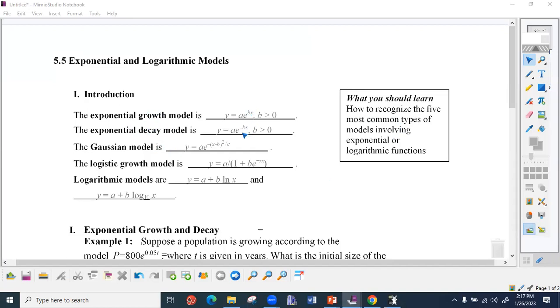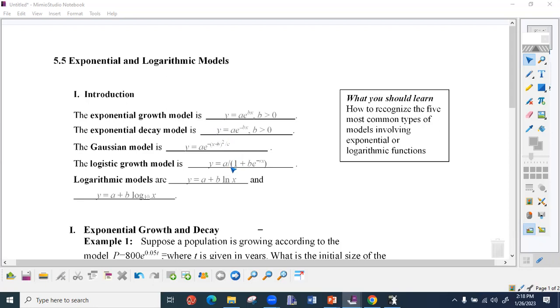Okay. The next model is the Gaussian model. I can never say this correctly, but Gaussian model. And it's pretty much this. It's a little bit of everything. You have squares, you have division, all of your exponent taking place.